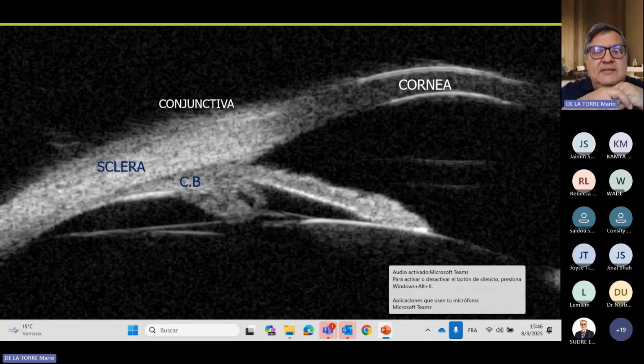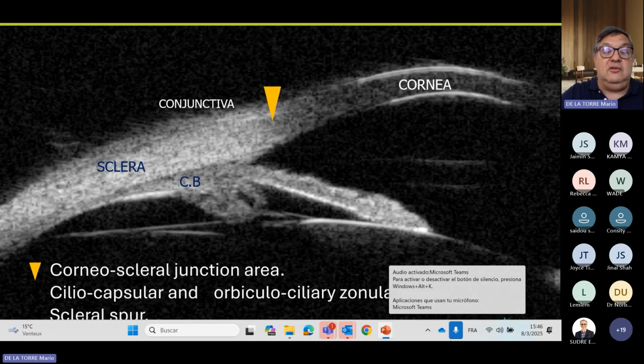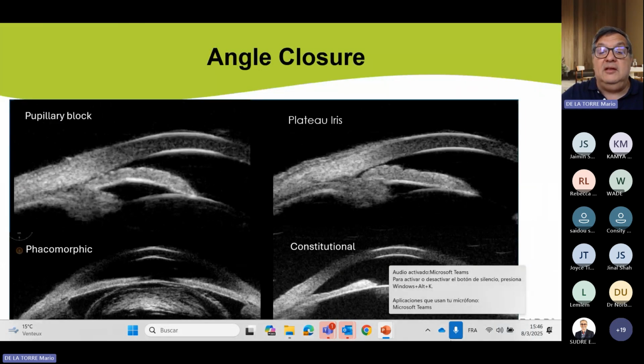Right now, we can see exactly what is going on in the angle, and probably it's not very efficient in open angle glaucoma. But remember, we have angle closure glaucoma, which is even less frequent than primary open angle glaucoma. It causes more than 50% of the cases of blindness in the world considering glaucoma cases. We can see the corneoscleral junction, the ciliary body, and the scleral spur, and we can determine what kind of angle closure we are facing.